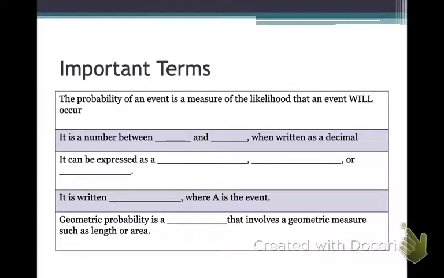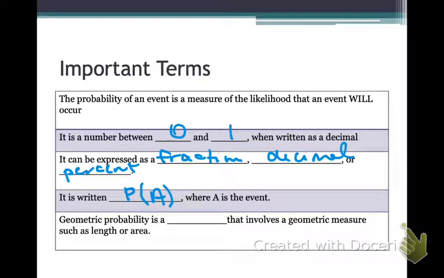All right, some important terms. The probability of an event is a measure of the likelihood that the event will occur. Whoops, sorry about that. Let me go back. Okay, it is always a number between 0 and 1 when written as a decimal. It can be expressed as a fraction, a decimal, or a percent. It's usually written like this: P of A, where A is the event. And a lot of times we are going to use area, so A for area.